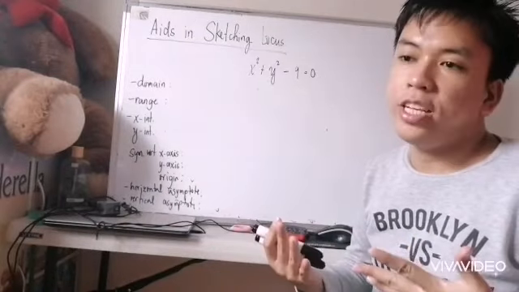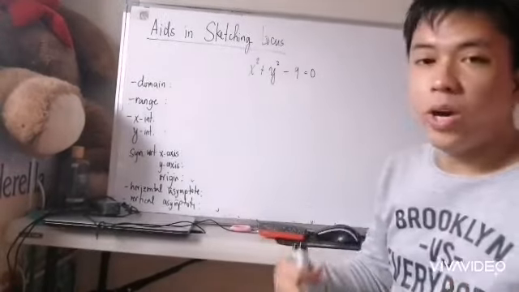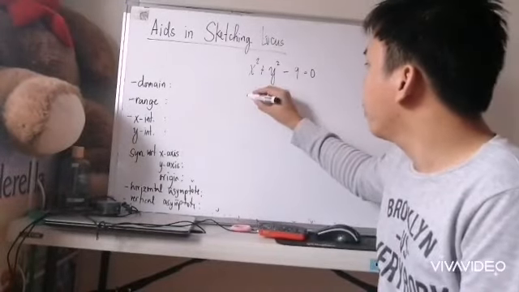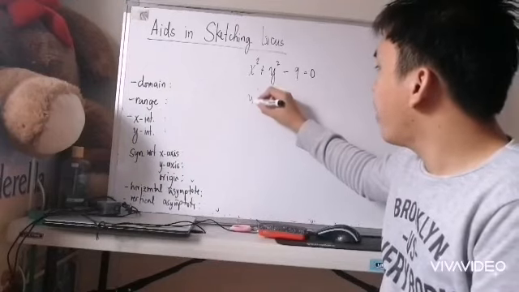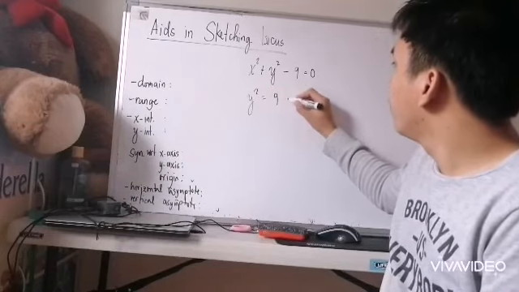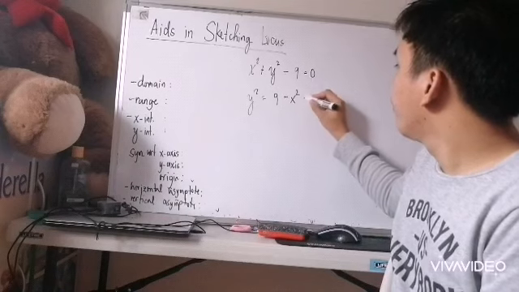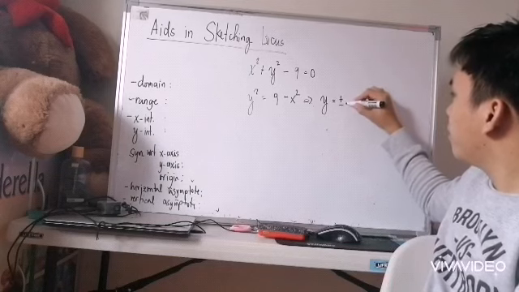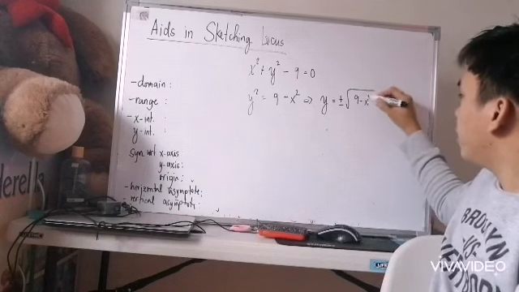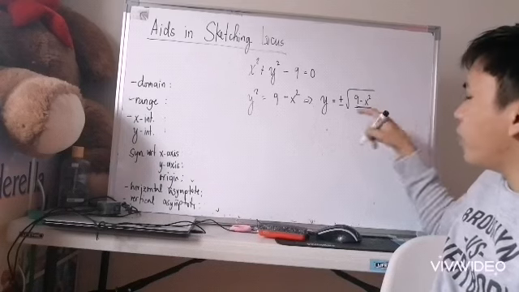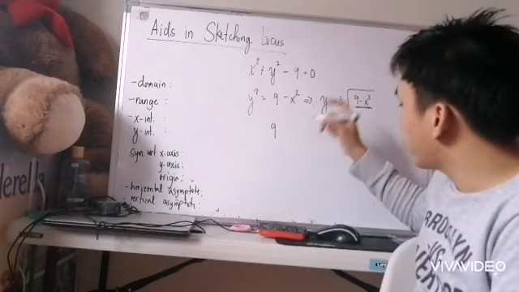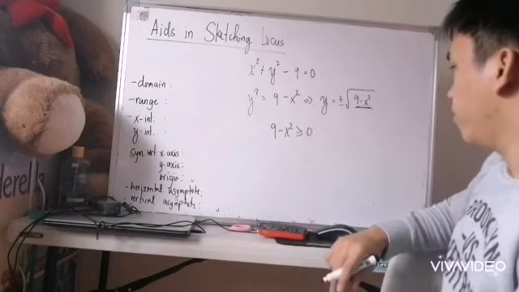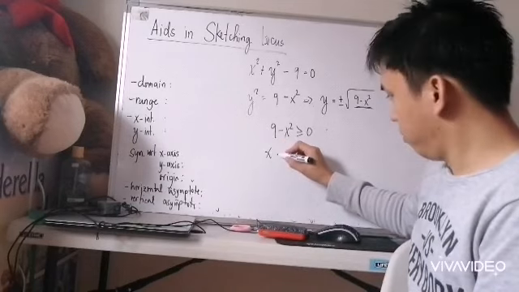Okay, so let's consider another example here. You have x squared plus y squared minus 9 equals 0. So let's check for the domain first. Solve for y in terms of x, which implies y equals plus or minus square root of 9 minus x squared. This is under the radical sign, and your index is even, so this should be greater than or equal to 0.